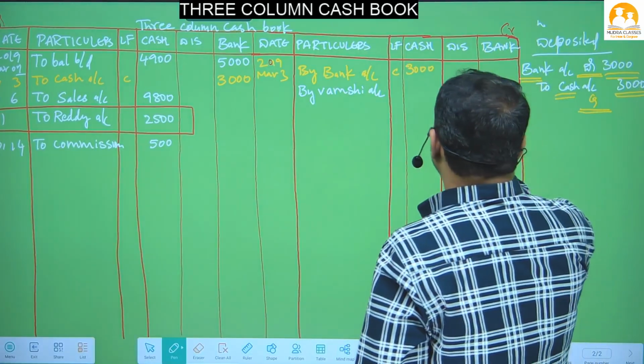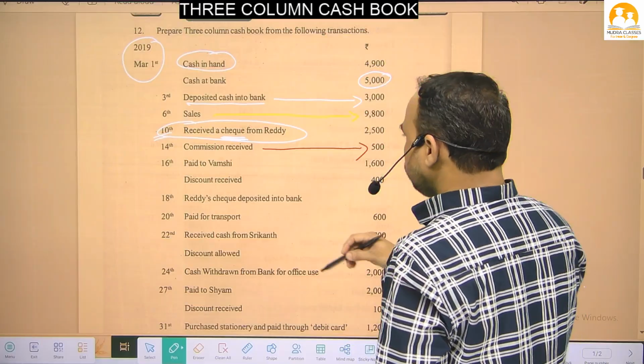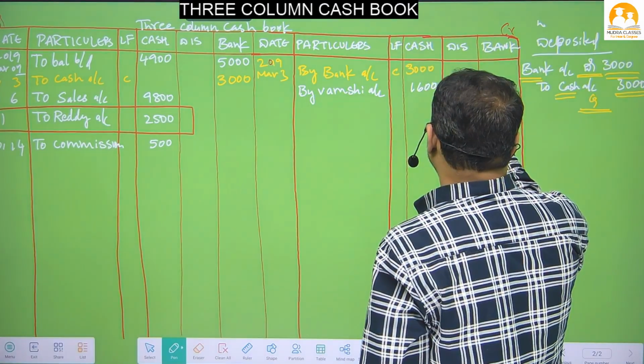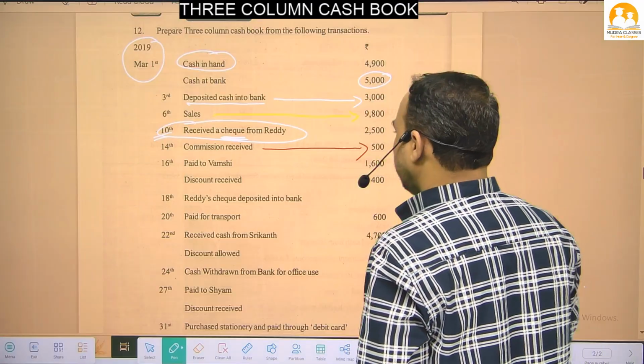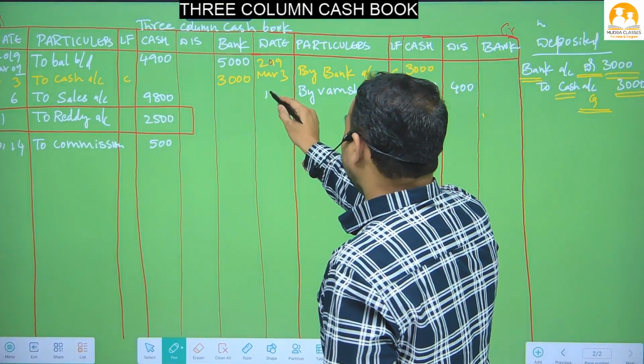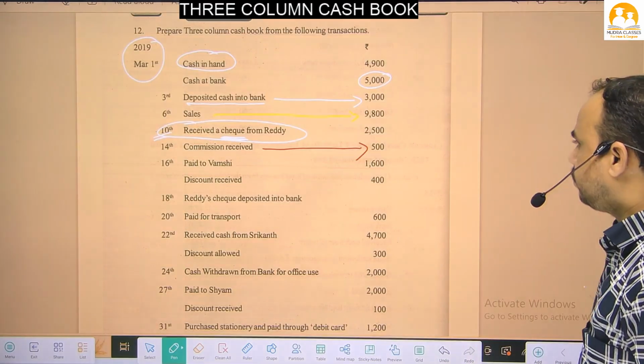Okay, how much cash did we pay, Nana? 1600 cash we paid, and discount received 400. So write down here discount 400. Okay, what is the date given in the question? 16. So write down that 16th date here. Like this we have to do the problem. Okay, see the next transaction.